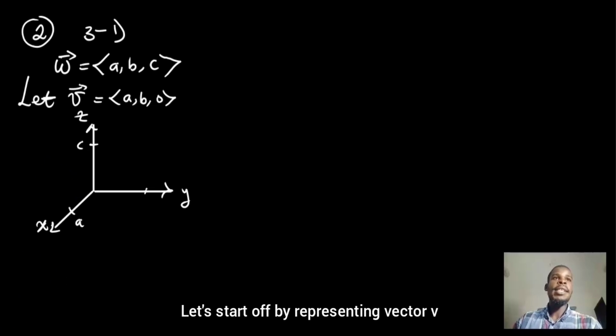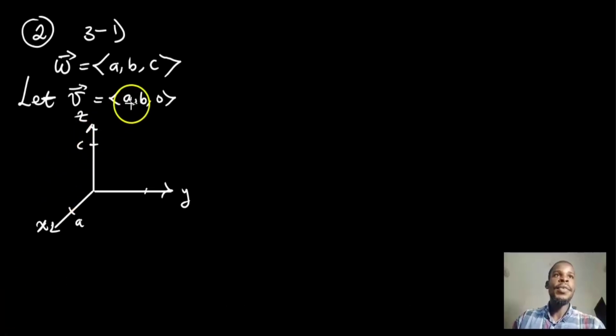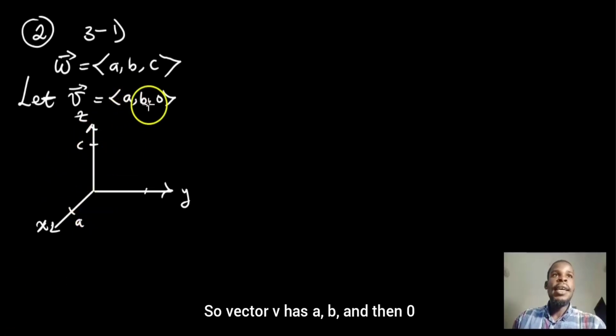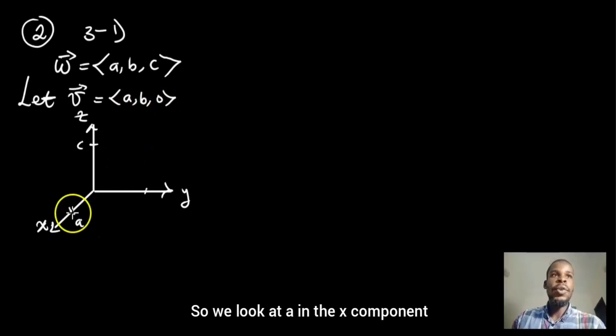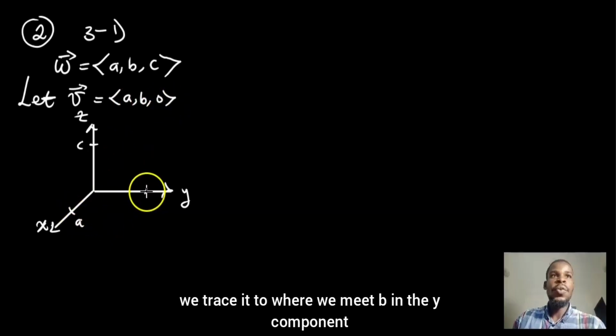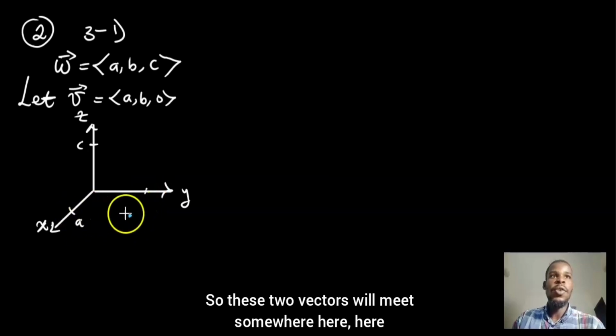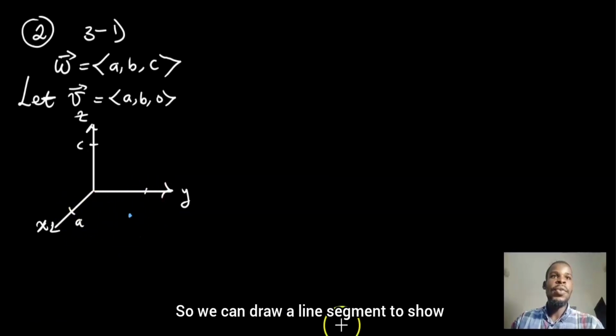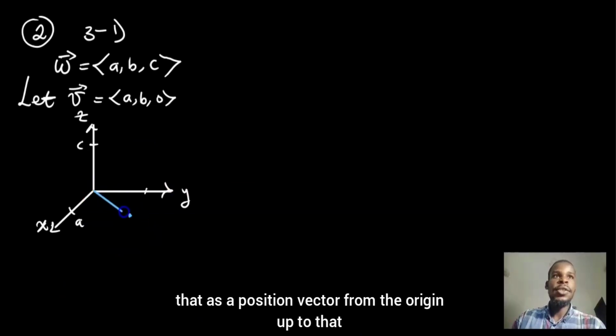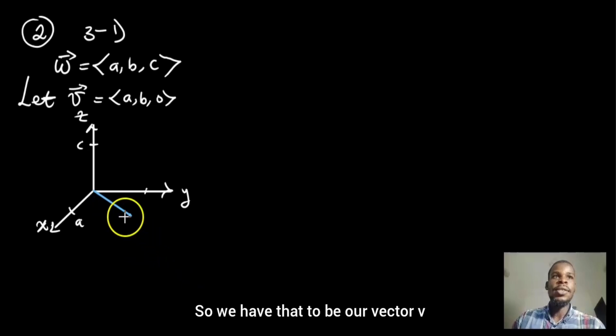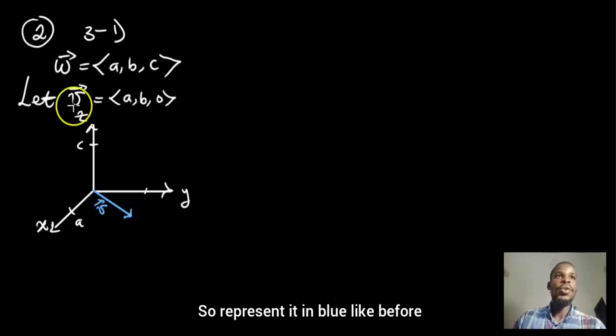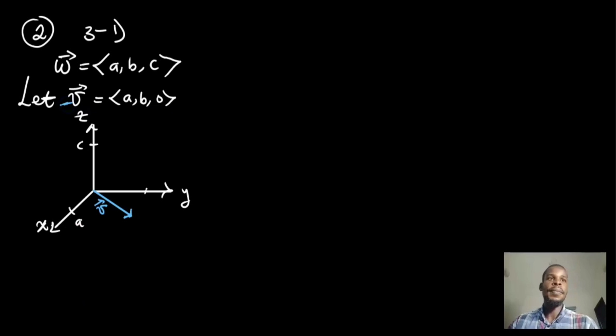Good. Maybe let's start off by representing vector v. So vector v has a, b, and then 0. So we look at a on the x axis, we trace it until we meet b on the y axis. So those 2 lines will meet somewhere here, right? So we can draw a line segment to show that as a position vector from the origin up to that point. So we have that to be our vector v, represented in blue like before.